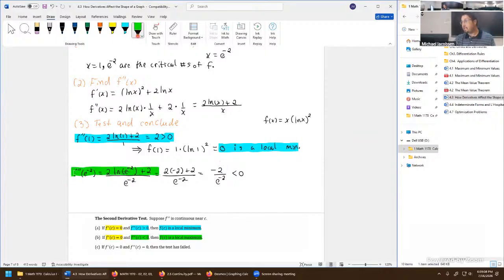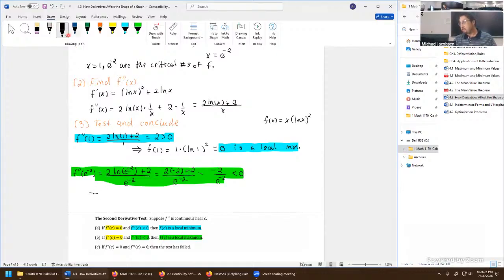But that means we just found that the second derivative is negative on this one. We go back to the second derivative test, and a negative second derivative means at that critical number, e power negative 2, we have a local maximum now. So we just need to state that conclusion.